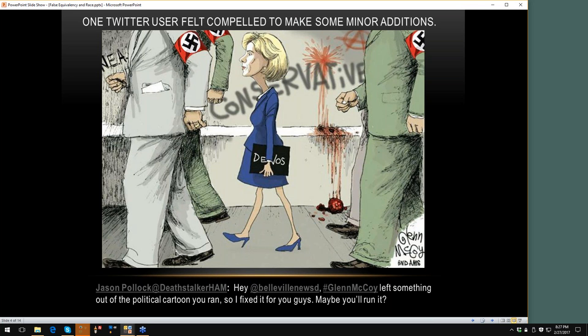So one of these Twitter users felt compelled to make minor additions. This was from Jason Pollock. And he said, "Hey, I left something out of the political cartoon you ran, so I fixed it for you guys. Maybe you'll run it." Obviously, he added the Nazi armbands. So he's making a counter appropriation, right? You understand how that works, right? And you'll understand where that original image came from. But he's appropriating the image by McCoy and adding these to create a different message, right? So it's no longer that these four figures are kind of protecting her, who might be Secret Service, as we saw in the video, but they are Nazis that are protecting her.